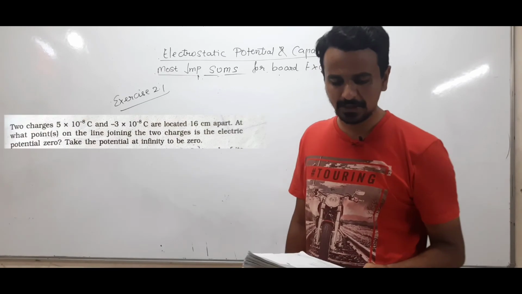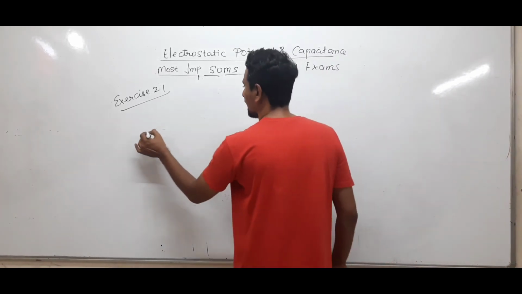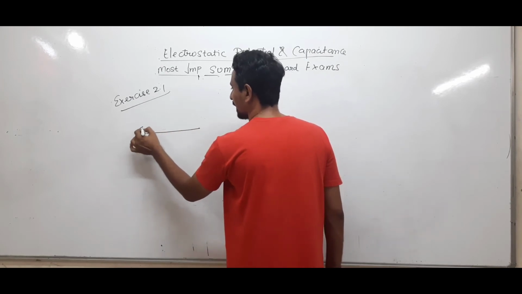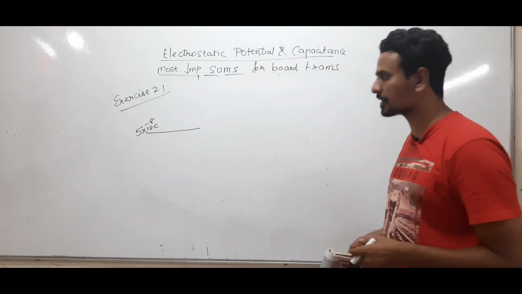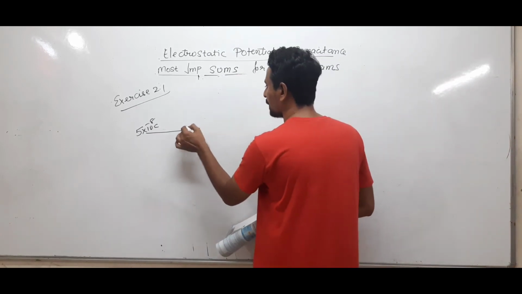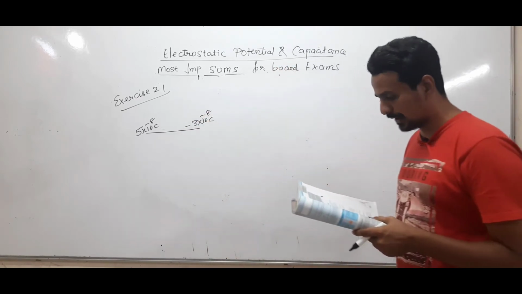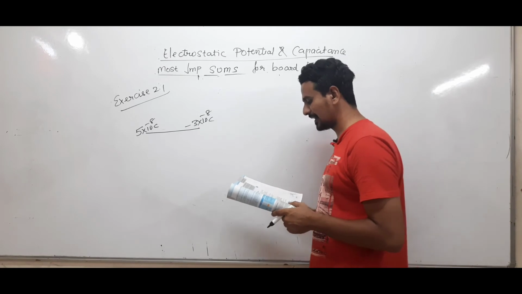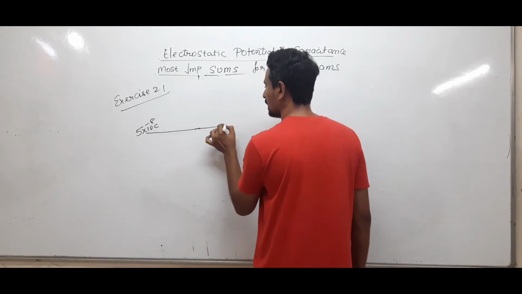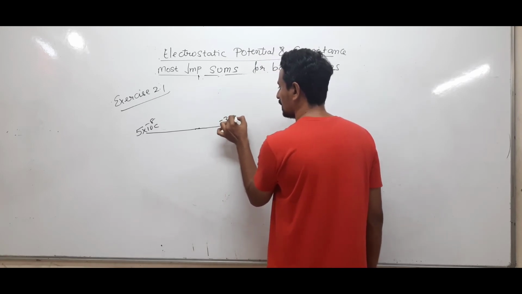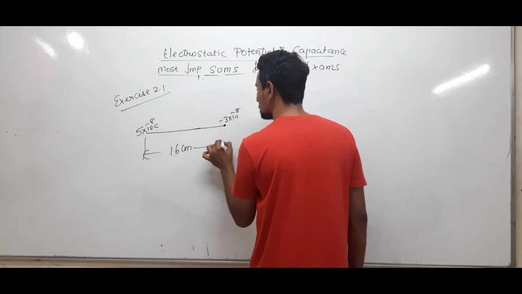See, first question of your exercise: 2 charges, 5 into 10 raised to minus 8 and minus 3 into 10 raised to minus 8. The same question we have solved in the illustration, only the values are different. No problem, but we will solve this question. There are 2 charges 5 into 10 raised to minus 8 and minus 3 into 10 raised to minus 8. They are located 16 centimeter apart. This distance is given 16 centimeter.